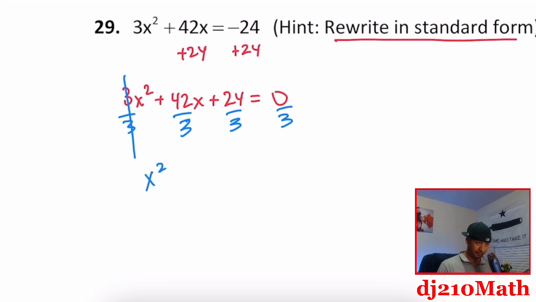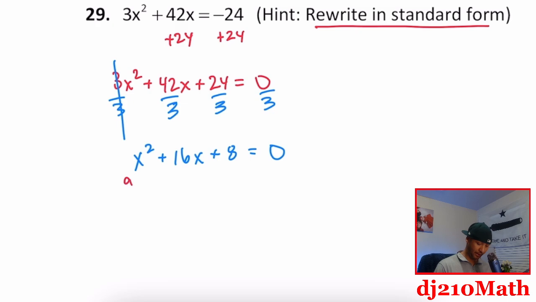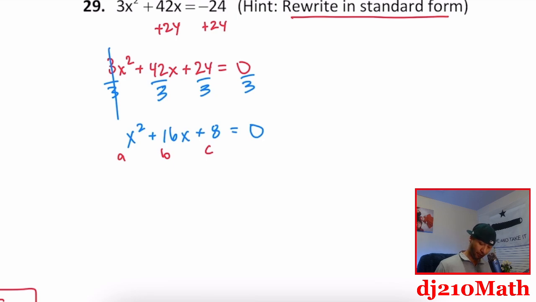So x squared, 42 divided by 3 is 14x, 24 divided by 3 is 8, 0 divided by 3 is 0. Okay, now this is way nicer. Because now when we use the quadratic formula, this is my A, this is my B, and this is my C. I mean, it still isn't really nice because 16 squared, we have to figure that out. But if you know it, you know it, right?